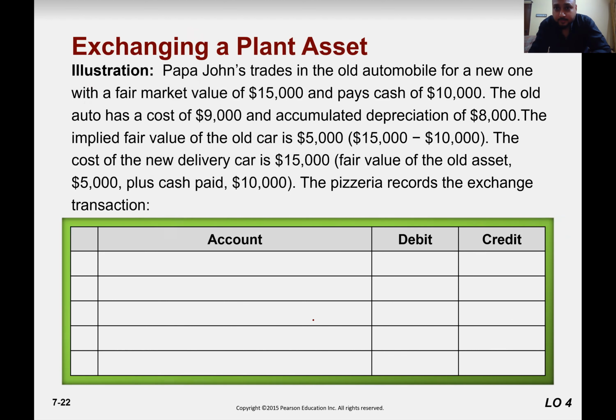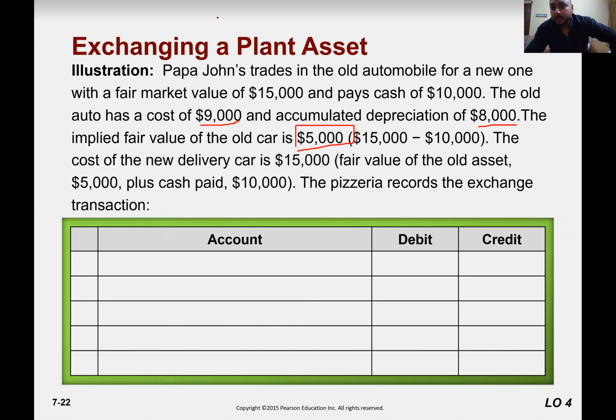The new one cost them 15,000, but they handed over the old one, paid 10,000 cash and received the new one. The old one had a cost of 9,000 and its accumulated depreciation was 8,000. The implied fair value was 5,000. How is that?